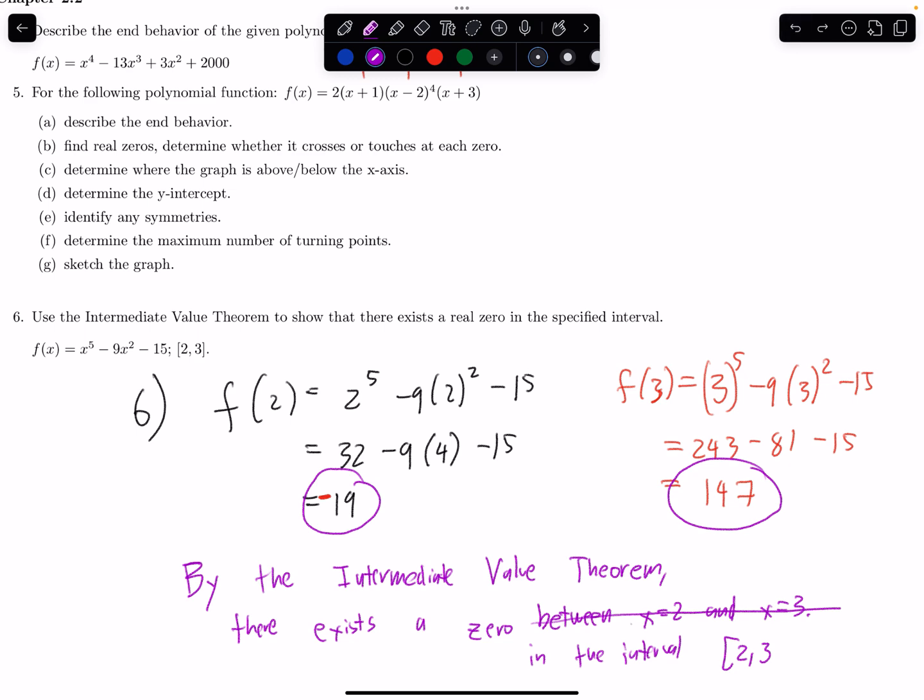I don't know why it keeps doing that. Okay, there you go, guys. That's it. Question 6, easy question.